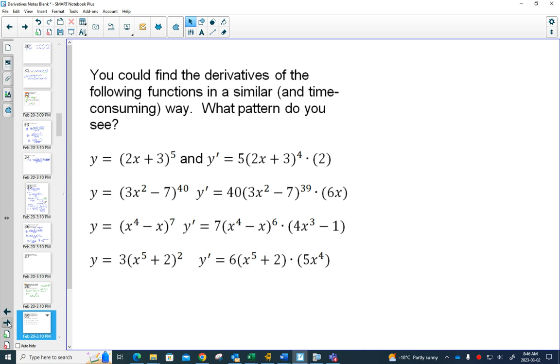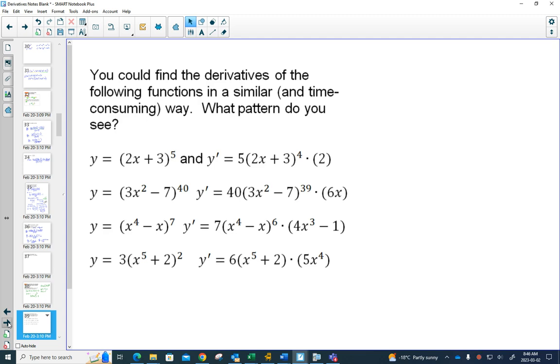Rohan, where do you think the 2 comes from? No idea. What about the 6x? Just 2 multiplied by 3. Okay, so we got a derivative of this part here. Does that help explain this one? Yeah, the derivative of the 2, yes, and the 3 went away.